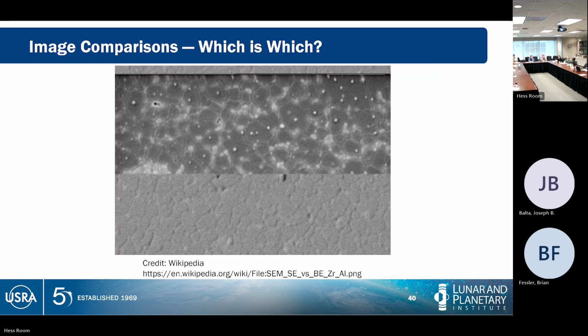Okay. Which of these is which type of image? One of these is just showing surface topography. One of these is showing composition. This one was taken from Wikipedia. Okay. It's kind of a flat surface here, but here we're seeing grains and grain boundaries. Here we're just seeing little perturbations on the surface. This, in this case, is a backscattered image. This is the secondary electron image, okay?